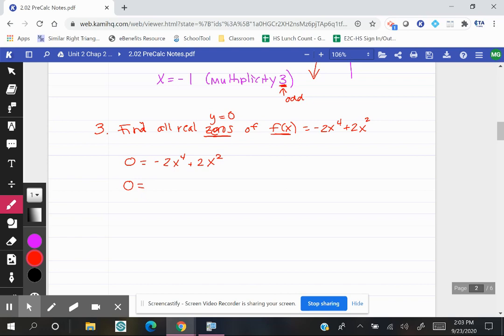So I wonder if I have a GCF, and it looks like I do. I can take out a -2 because I have both 2's, and then I can also take out x squared from both of these. So if I divide each of these by -2x squared, I'd be left with x squared minus 1. And I can factor x squared minus 1 further because that's a difference of 2 perfect squares. So I can factor it into x minus 1 and x plus 1.